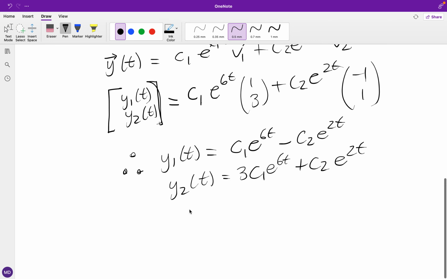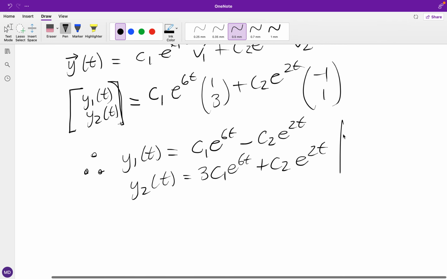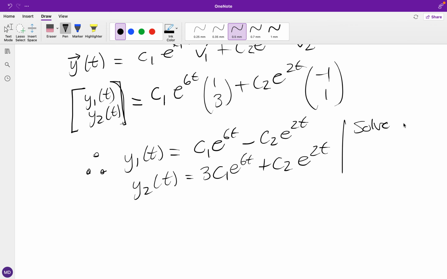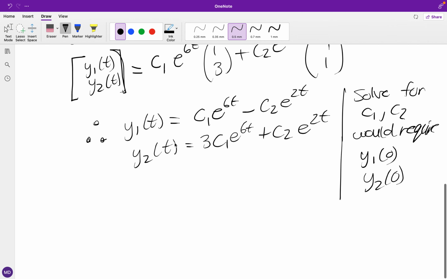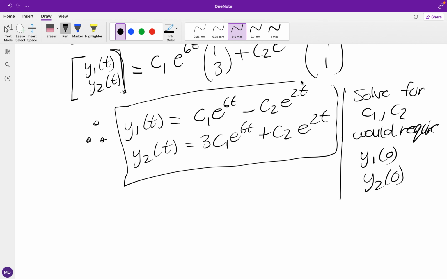And you may be wondering, okay, well, this isn't the complete function, right? But to solve for c1 and c2 would require us to know y1 of 0 and y2 of 0, so our initial conditions. If we know two initial conditions, then we can substitute them into these formulas here, and we can solve for c1, c2, etc.